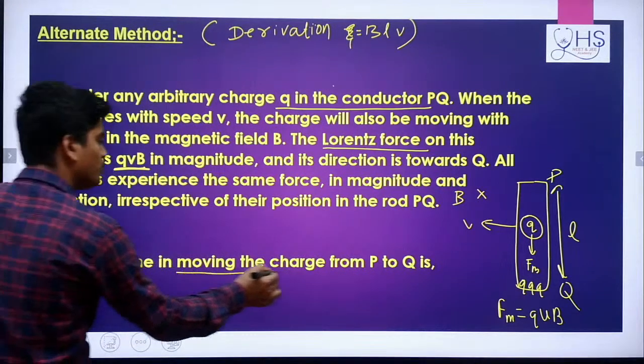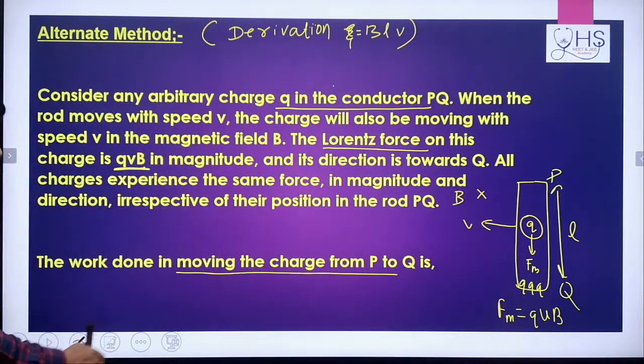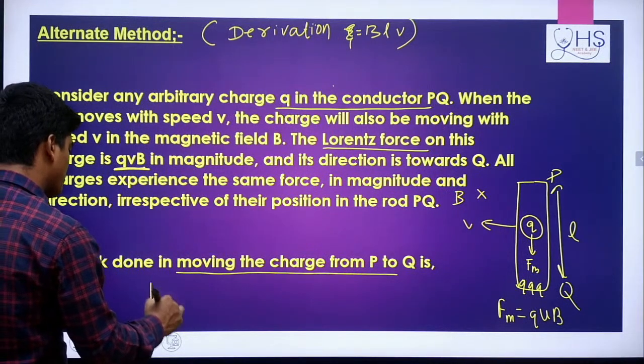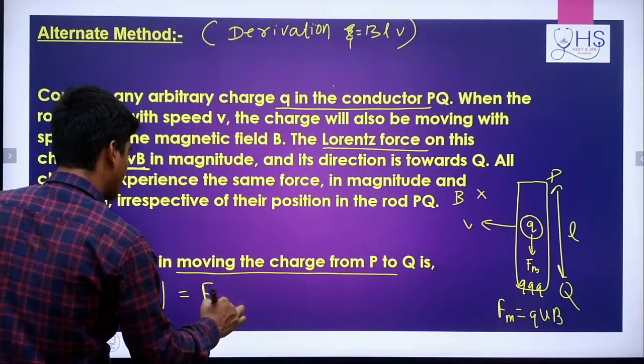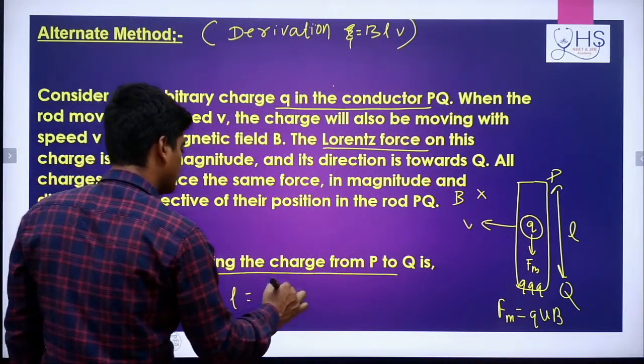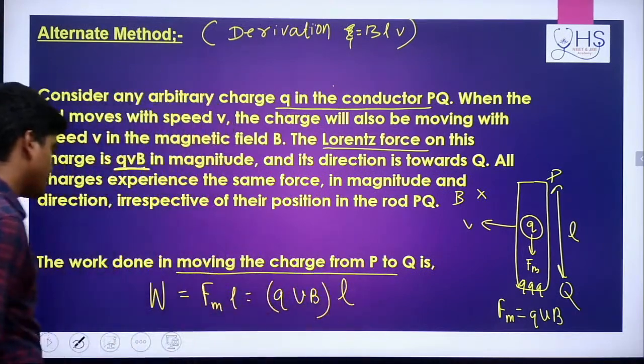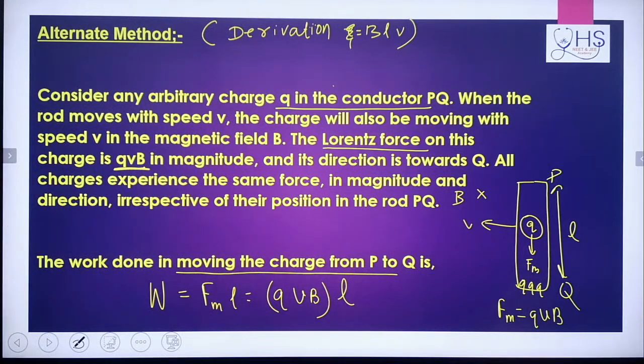Now the work done in moving that small charge q from P to Q, how much is it? This work done from P to Q will be force, magnetic force, into length. And what is the magnetic force? That is QVB. So it is QVB into length L. So this is your work done.